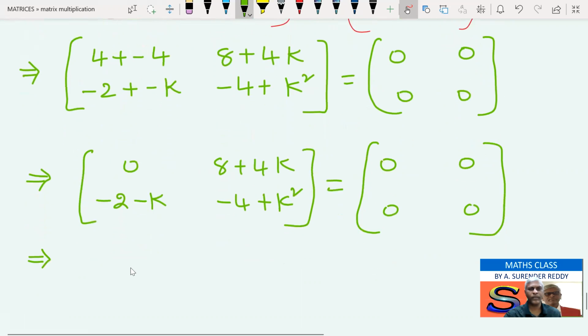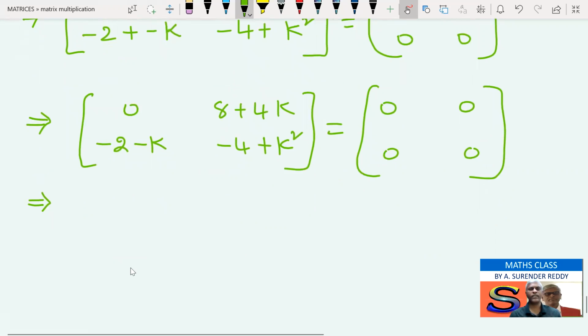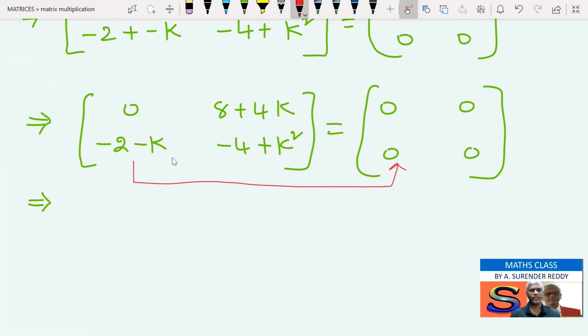Corresponding elements should be equal. This is the condition for equality of matrices. First element should be equal to first, second with second, third with third, fourth with fourth. These are the corresponding elements. So for the simplification, we can take any one of them. I am taking the corresponding elements, the second row first element with the second row first element.